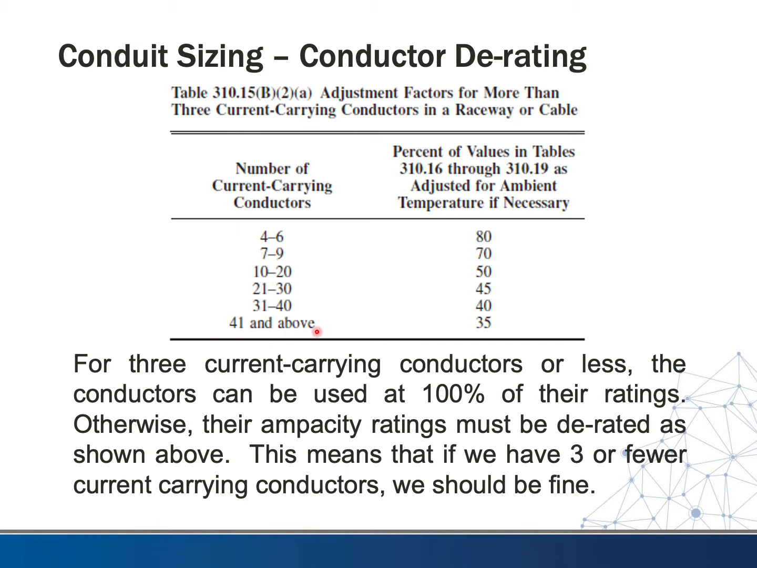Where you might see that is in a wireway. But if you have that many current carrying conductors, you can see you're really having to derate that wire. So you're really not helping yourself by trying to stuff more wire in a conduit, at least from the National Electrical Code standpoint. So again, for 3 current carrying conductors or less, the conductors can be used at 100% of the ratings. Otherwise, their ampacity rating must be derated as shown in the table above. This means that if we have 3 or fewer current carrying conductors, we're fine to use the tables as is.